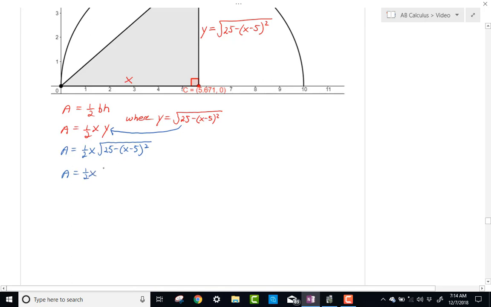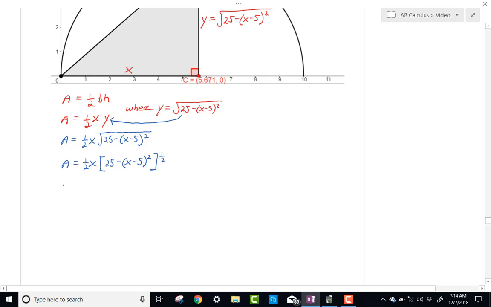And because this is a square root, we're going to rewrite this as 25 minus x minus 5 squared. And we're going to raise this to the 1/2 power, indicating the square root there. And then we're going to take the derivative of this. All right, so here we go. So this would be, and you can call this dA dx, or you can call this A prime. We're taking the derivative with respect to x.